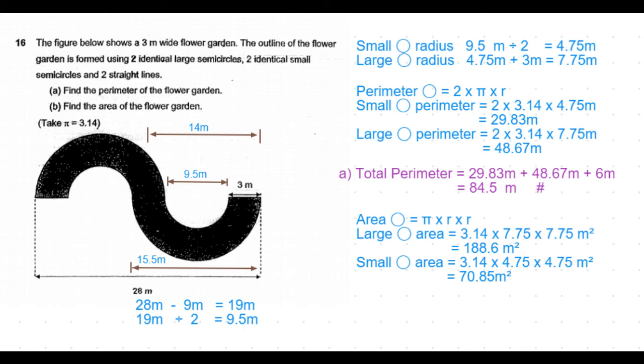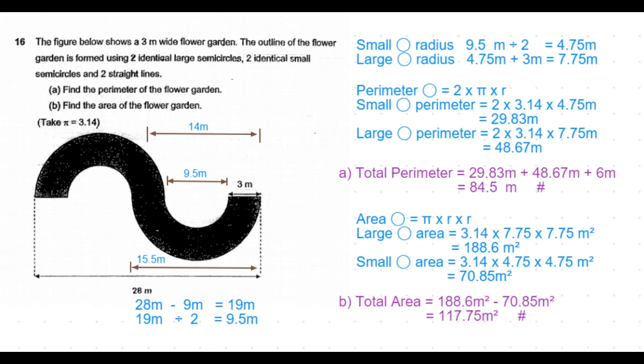So we need to subtract the smaller circle area from the larger circle area to get the area between the two circles, which forms a band in this case. So the total area of the garden is 117.75 meters square, which is the answer for part B of the question.